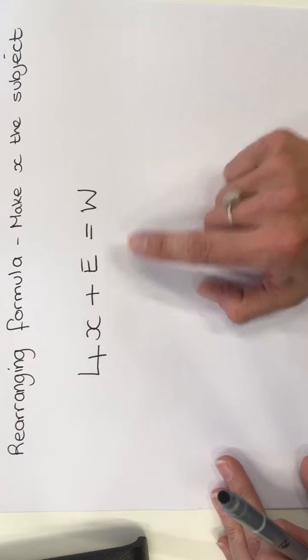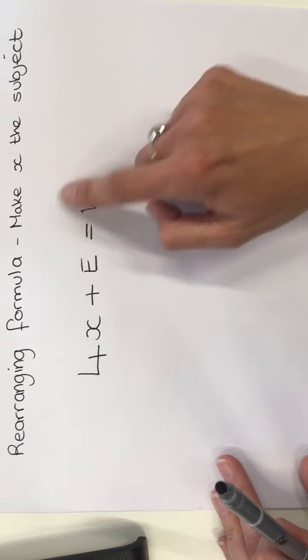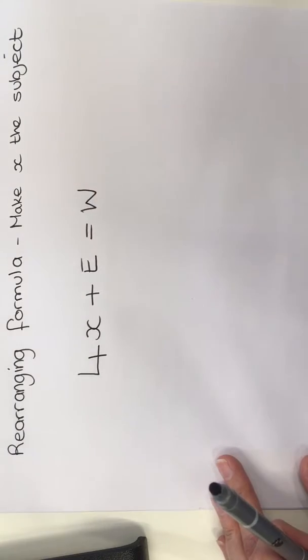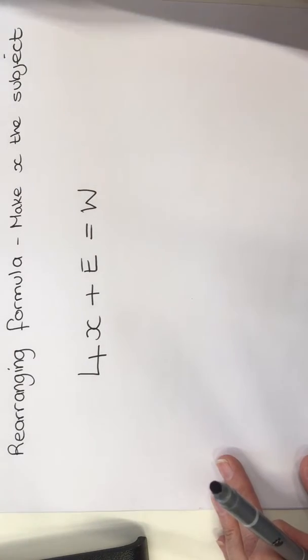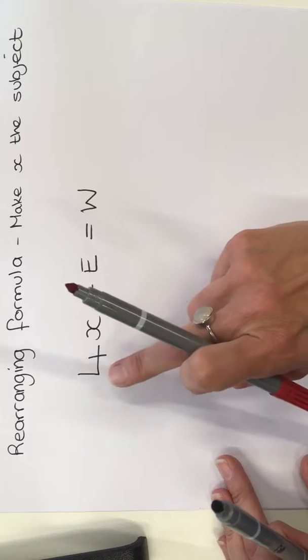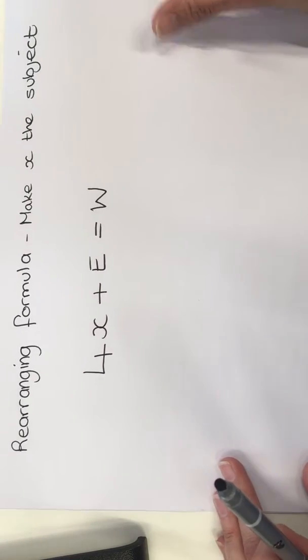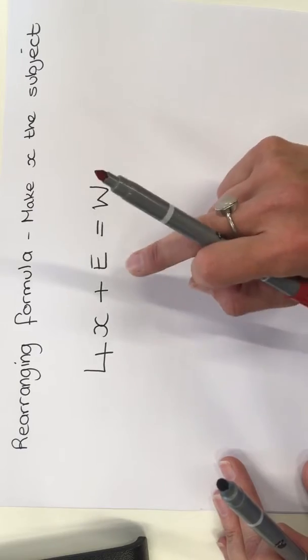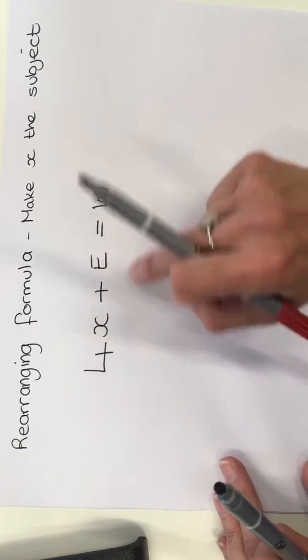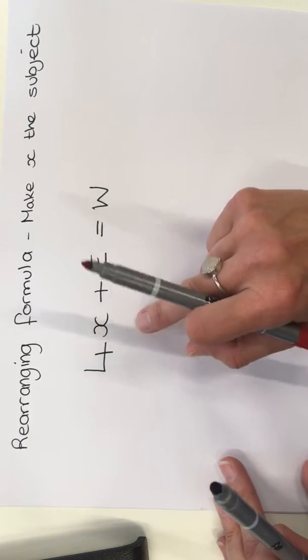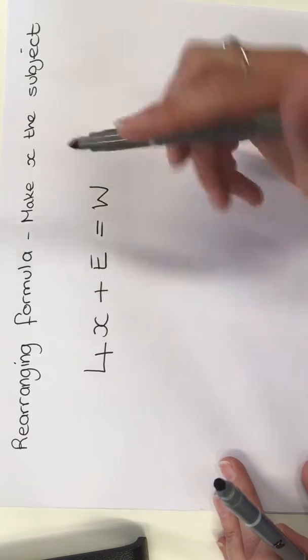at that point. So like I said, W is the subject at the minute because it's by itself on one side of the equal sign. So the first thing we're going to do is we need to decide, are we going to move the 4 or the E? Well, we need to move the value or letter that is not attached to the X, which means that we're going to move the E.